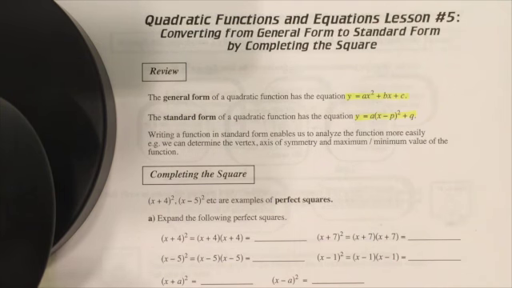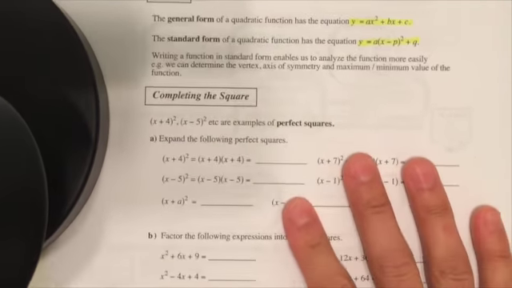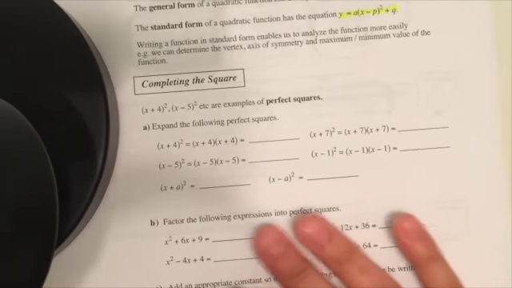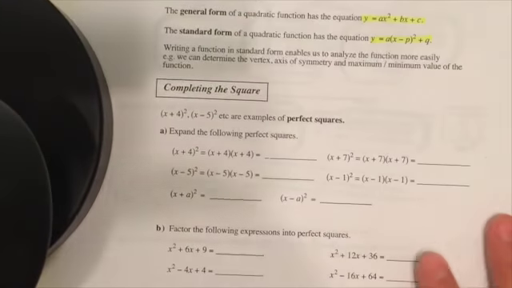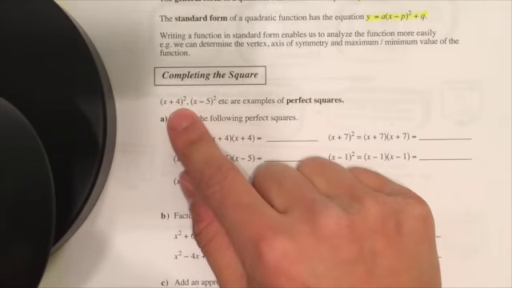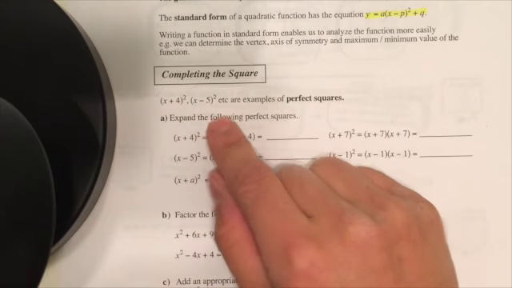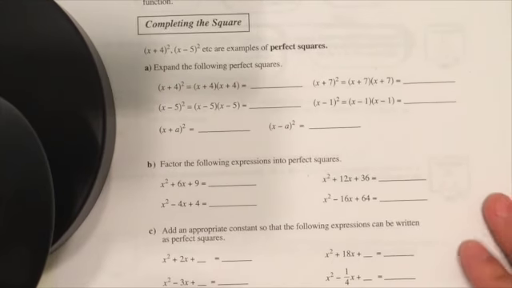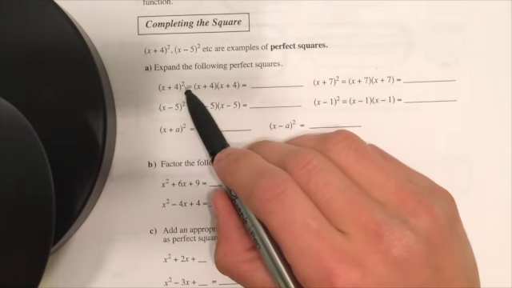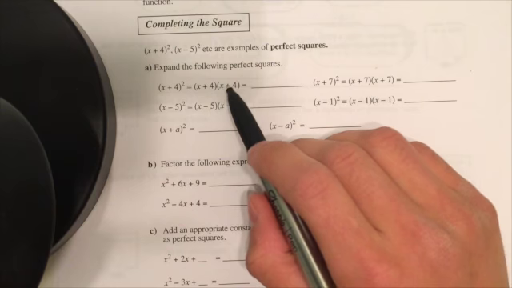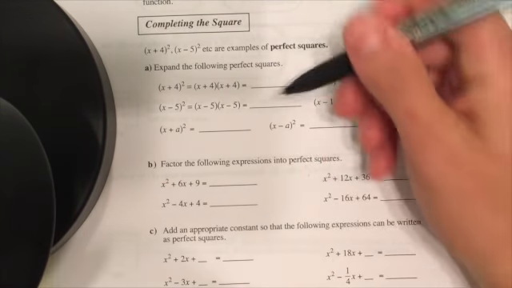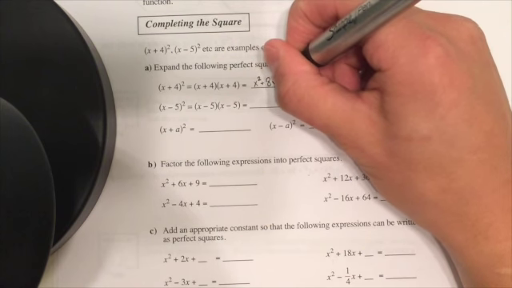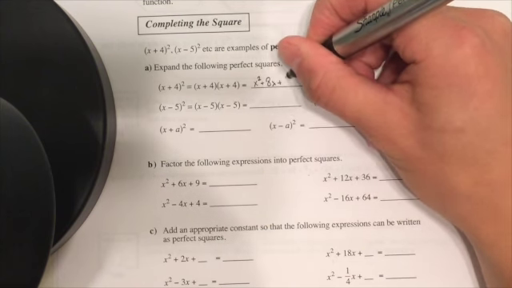Now, what is completing the square? Well, first of all, we need to know what perfect squares are. Okay, so a perfect square, remember, is something like this: (x plus 4) squared and (x minus 5) squared. If we were to rewrite these, (x plus 4) squared is going to be equal to (x plus 4) times (x plus 4). And so if we were to expand that, we would have x squared plus 8x plus 16.